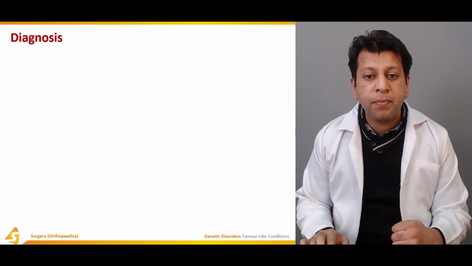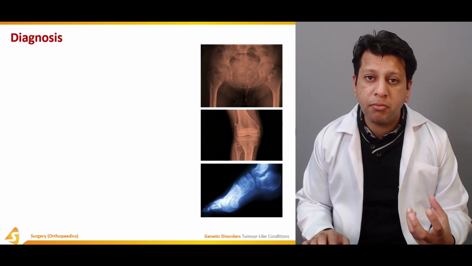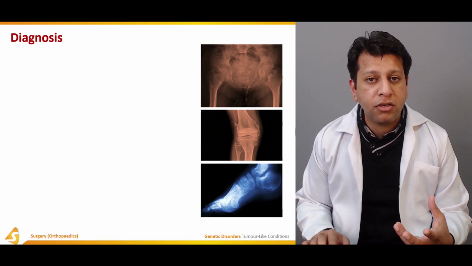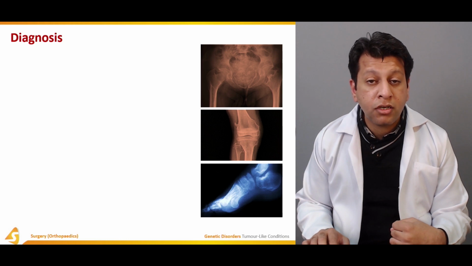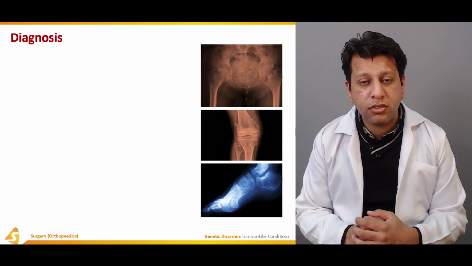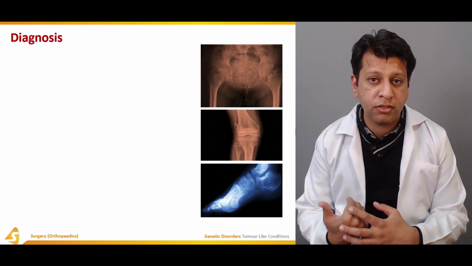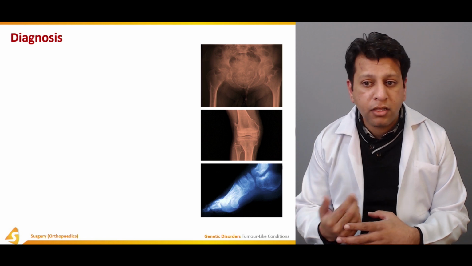How do we diagnose them? The diagnosis is very simple. There will be multiple outgrowths, multiple exostoses on the skeletal survey. Usually a patient may have multiple outgrowths in the distal femur and proximal tibia. There may be similar outgrowths in the humerus, in the radius and ulna, and in the vertebral column as well.